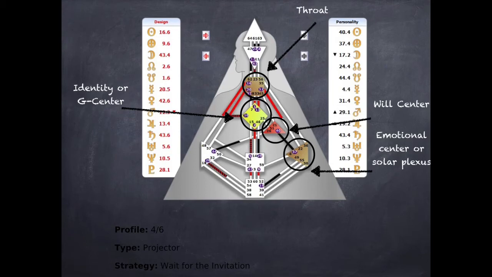And the gates that are attached to the throat are the gates that you talk about. We'll go through the gates a little bit later. And this person also has a defined will. Only 1/8 of the population have a defined will. So this is something that's a little bit more rare to have.